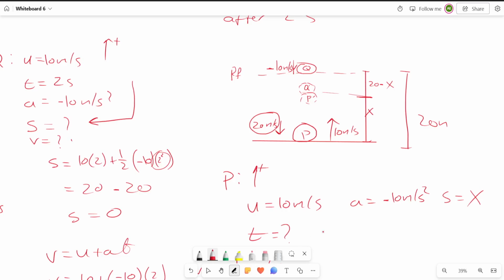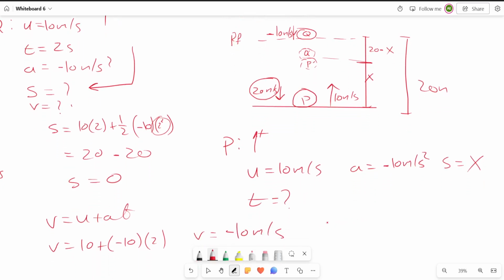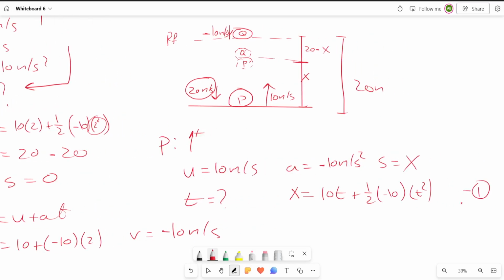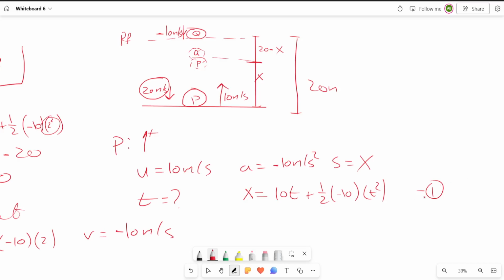So let's use the equation that leaves out the thing that's least important for me, which is V. So I will use S, which is x, equals ut plus half times negative 10 times t squared. So this is my equation for P, and I'll call it equation 1. Okay, let's erase this.